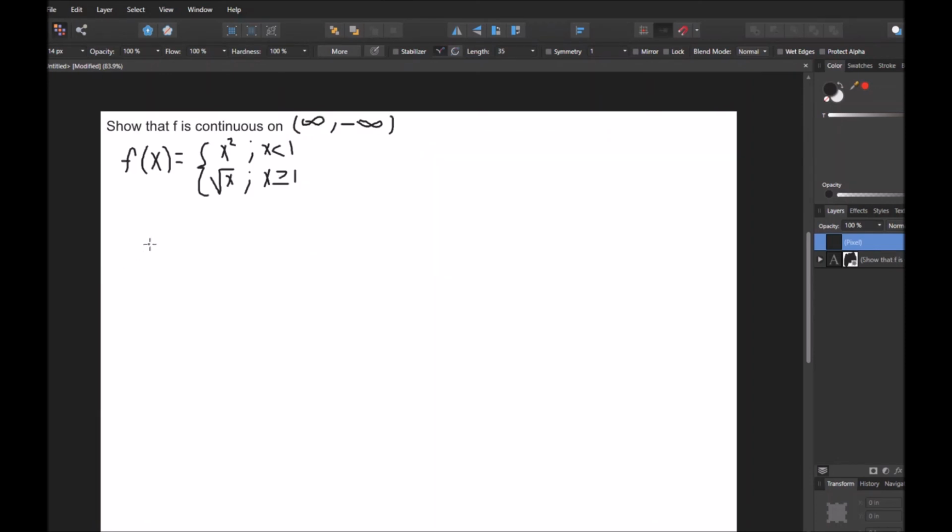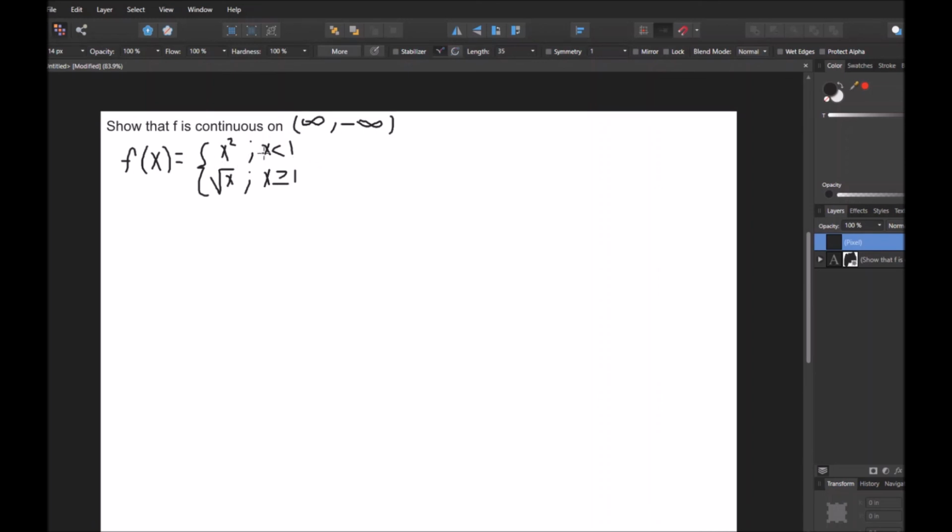Okay, so in this next question we are asked to show that f is continuous on the interval negative infinity to infinity, and we're given the piecewise defined function f of x equals x squared when x is less than 1, and it's equal to the square root of x when x is greater than or equal to 1. So what we need to prove is that each of these pieces are continuous in their whole interval, and then we need to prove that they would basically be the same value at 1. Because if they're not the same value at 1, then it wouldn't be continuous at 1, and it wouldn't be continuous from negative infinity to infinity.